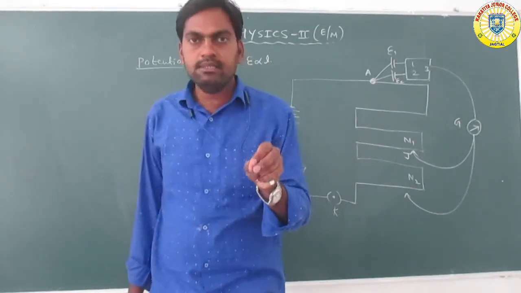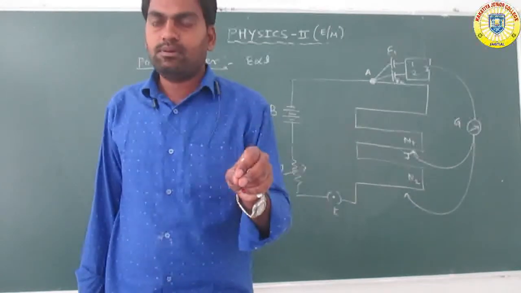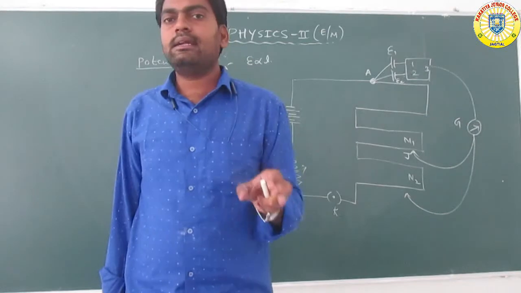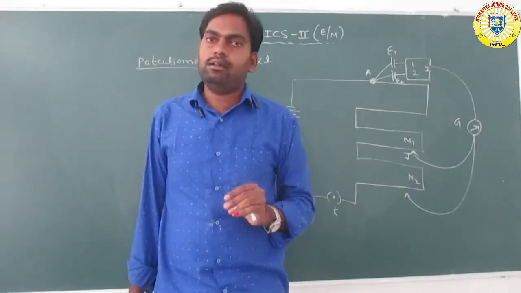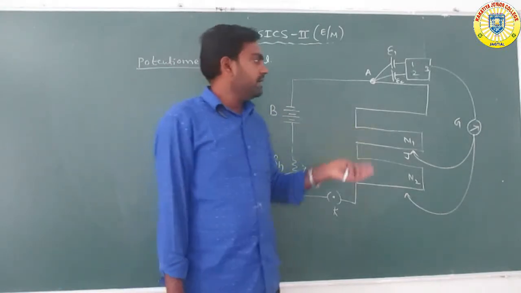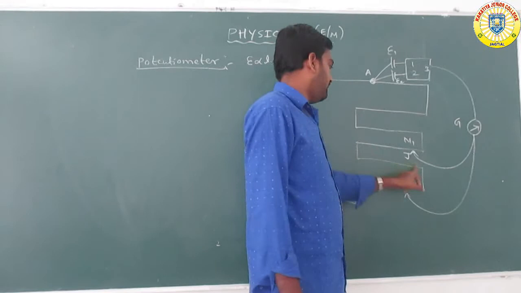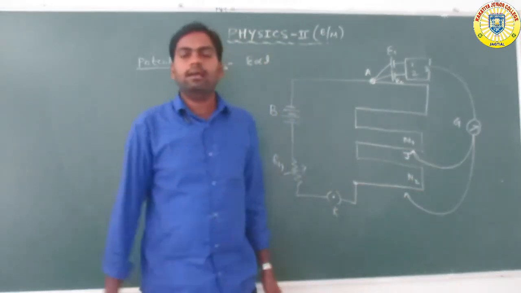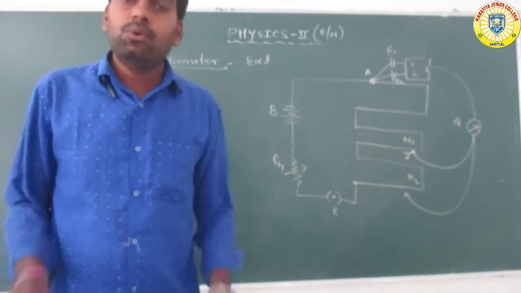The main purpose of the galvanometer is to show the deflections. That shows a small current is passing. So the deflection is shown. Okay, so now this is called a potentiometer wire. The potentiometer wire is placed on the wooden board.